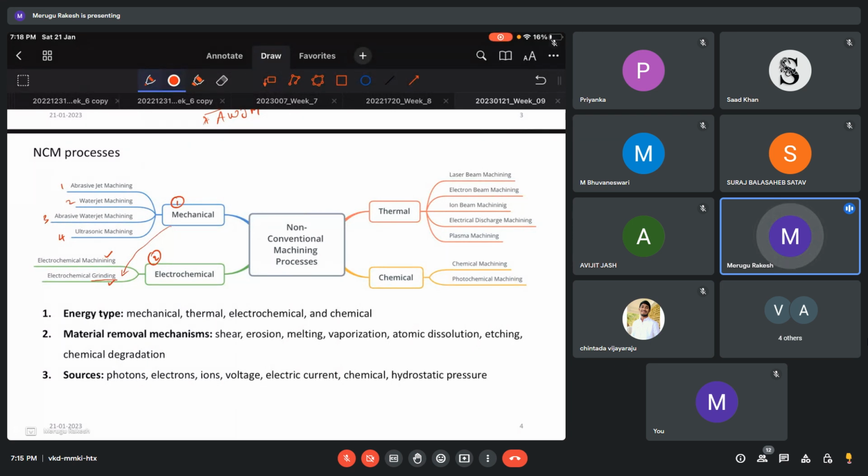Then come the thermal processes, that is laser beam, electron beam, ion beam, electric discharge machining, or plasma machining. Then finally, chemical machining processes, or photochemical machining.